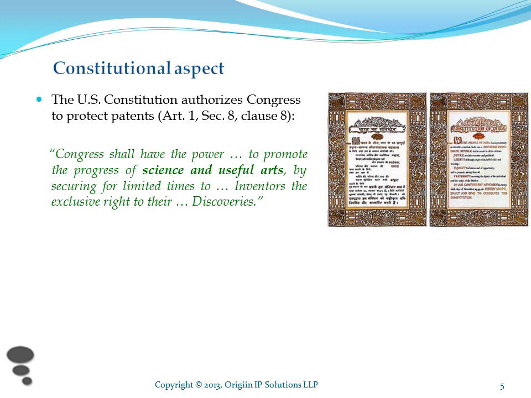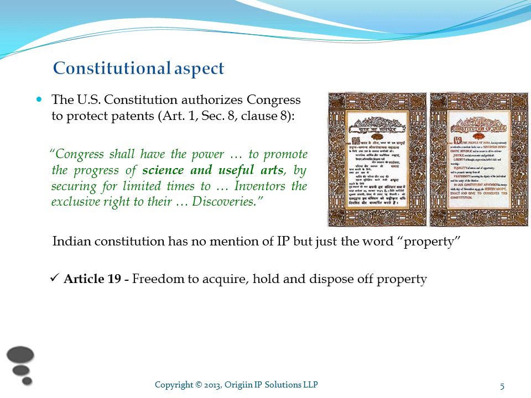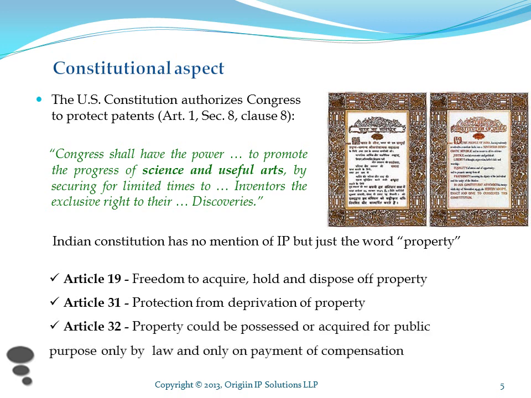It is interesting to note that the Indian Constitution has no mention of IP but just the word property, and hence all attributes of the word property have also been assigned to IP, such as Article 19, which speaks about freedom to acquire, hold and dispose of property. Article 31, which speaks about protection from deprivation of property. And Article 32, which speaks about property could be possessed or acquired for public purpose only by law and only on payment of compensation.